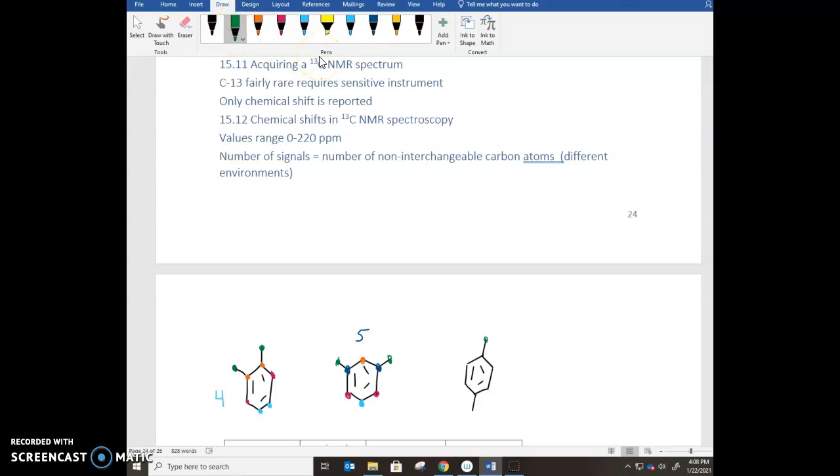For this one, this carbon is the same as this carbon. This carbon is the same as that carbon. This carbon is the same as that carbon, which is the same as this carbon and the same as that carbon. So you only get 3 different carbons here. So the only thing here to be tricky is that we've been counting hydrogens, and now you've got to look at the carbons, not the hydrogens.